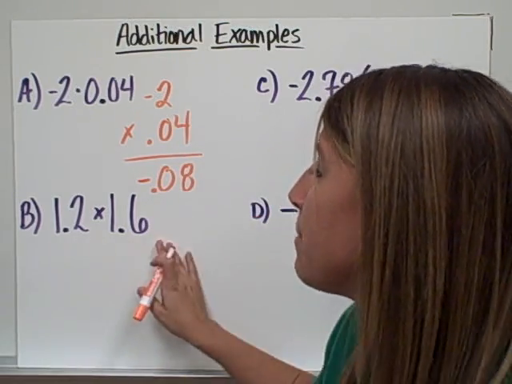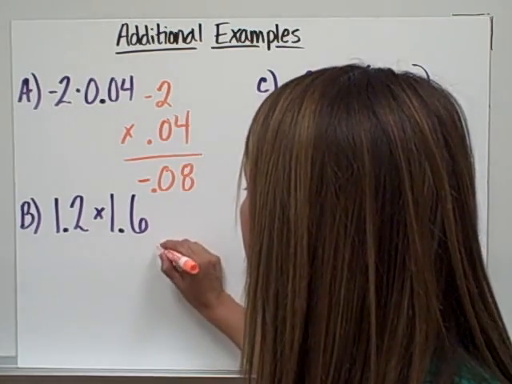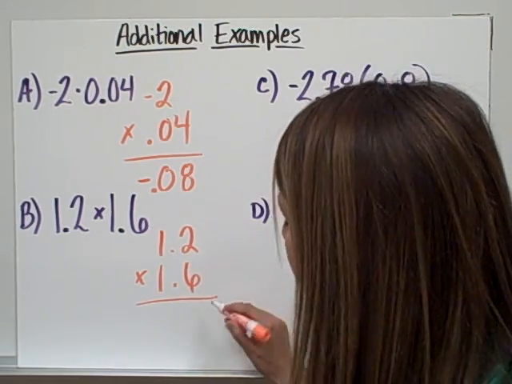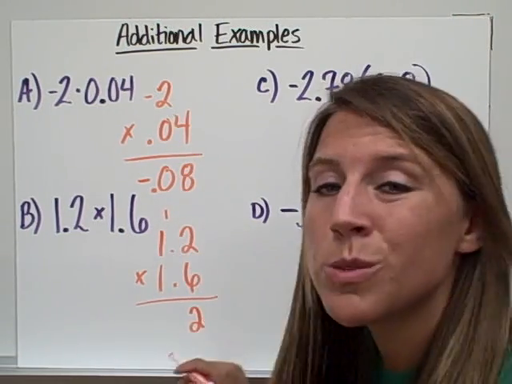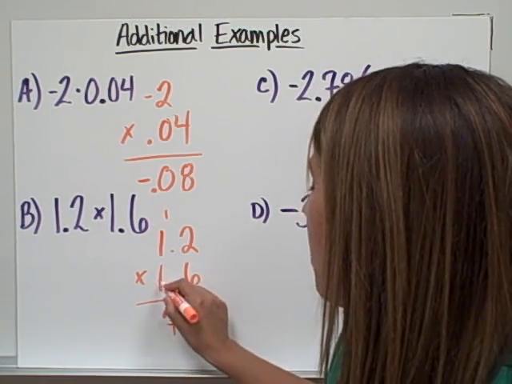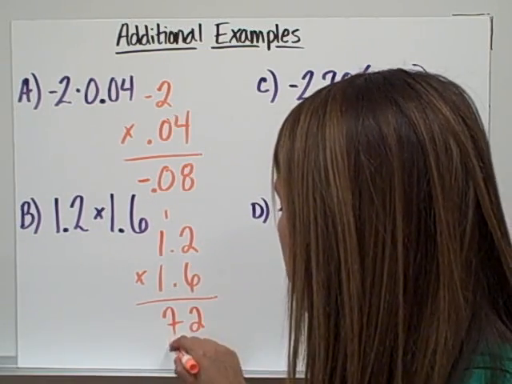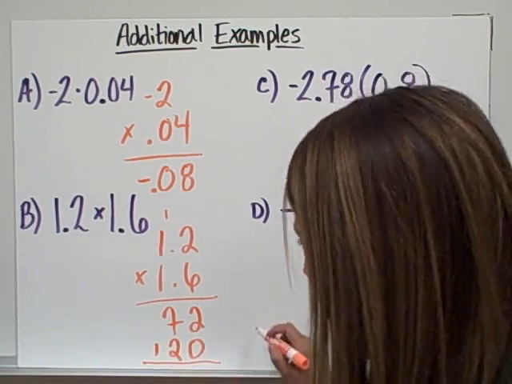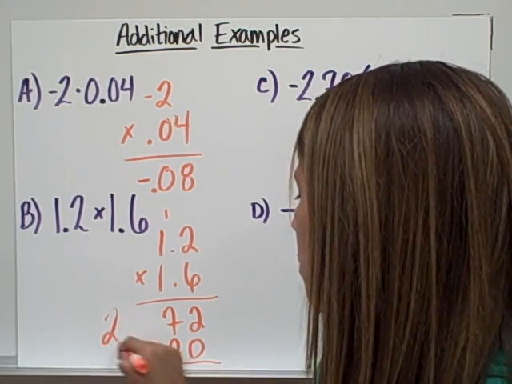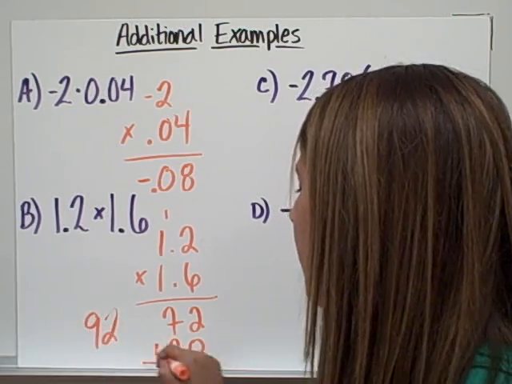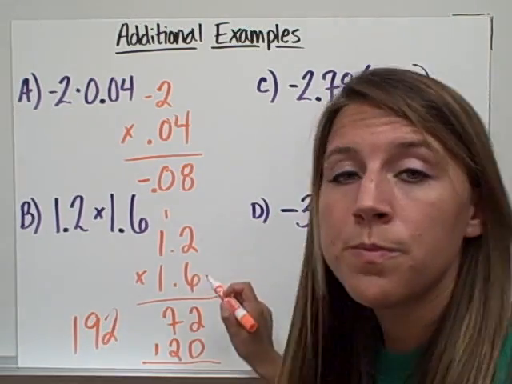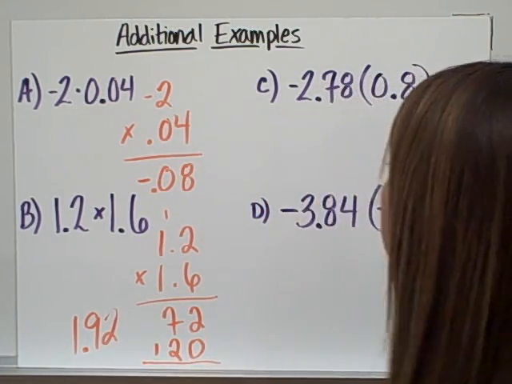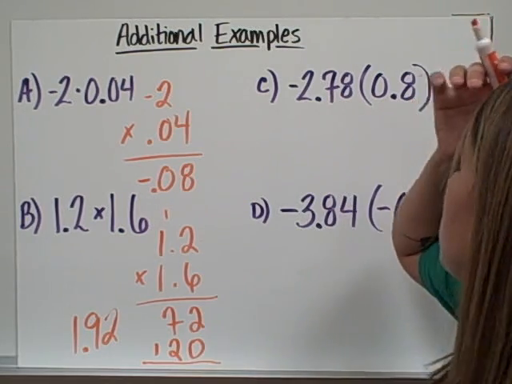In example B, it's a positive times a positive, so I don't have to worry about that. I have 1 and 2/10ths times 1 and 6/10ths. 6 times 2 is 12. 6 times 1 is 6, plus 1 is 7. Come down, fill in that 0. 1 times 2 is 2. 1 times 1 is 1. I'm going to come off to the side to add these because I've run out of space. It's going to be 2. 7 plus 2 is 9. And then 1 is 1. I have 2 decimal places in my factors, so there will be 2 in my answer. 1 and 92 hundredths.